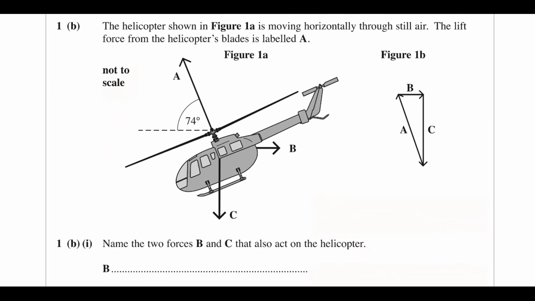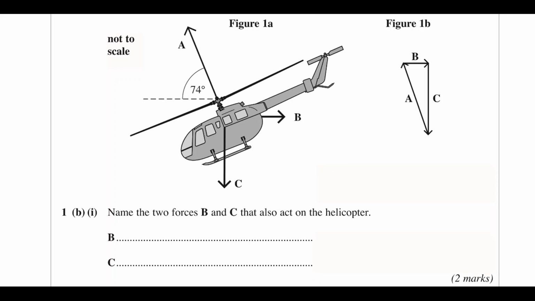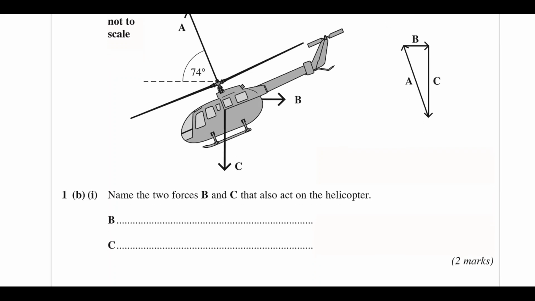Okay, so we've got a helicopter shown in the diagram. It's moving horizontally through the air, so the resultant force in the vertical direction at least must be 0, and the lift force is labelled A, so we can see that that's at an angle. Name the two forces B and C that also act on the helicopter. So we've got a force acting against the motion, so that's going to be air resistance. And then C, we've got acting downwards, so it's going to be the weight force there. Those are your two forces that are going to be acting in addition to the force from the rotors.